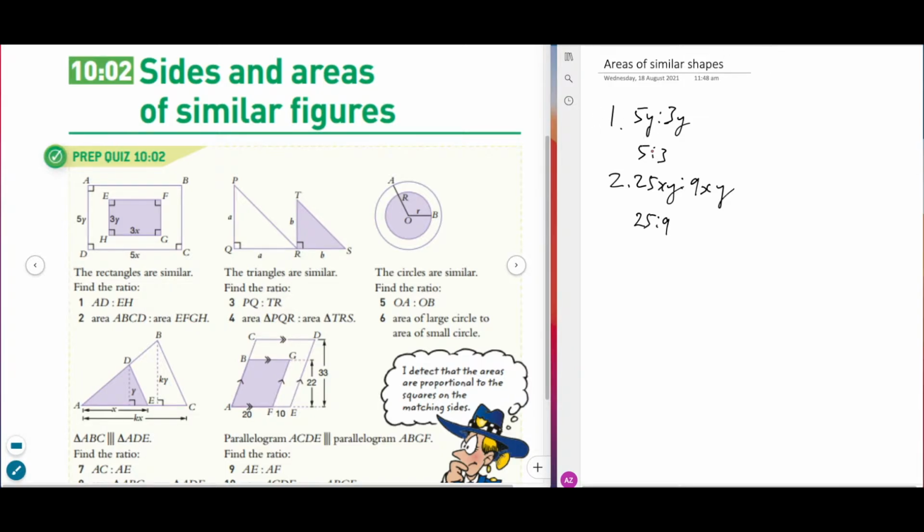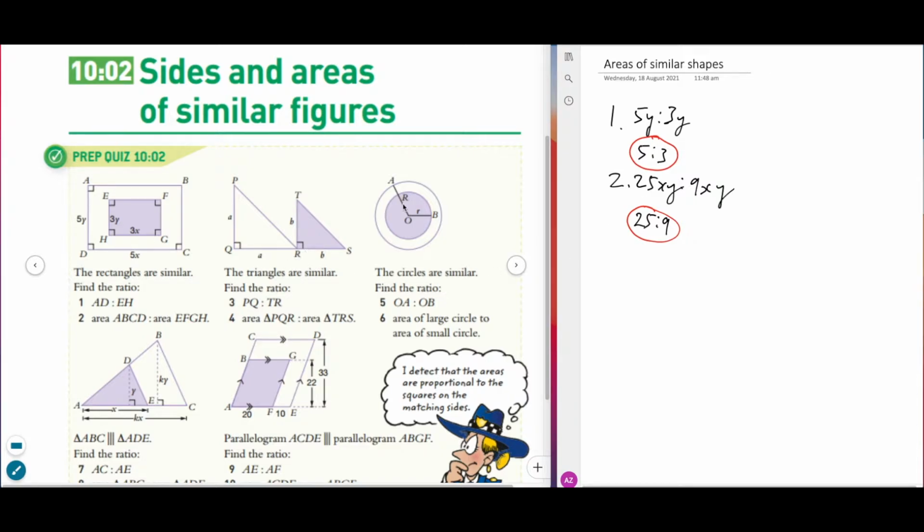Now, look at these two ratios. This is the ratio of the sides, and this is the ratio of the areas. What do you notice? The first thing I notice is that the ratio of the areas seems to be the squared values of the ratio of the sides, right? If I square the 5, I get the 25. If I square the 3, I get the 9. So that seems to work.